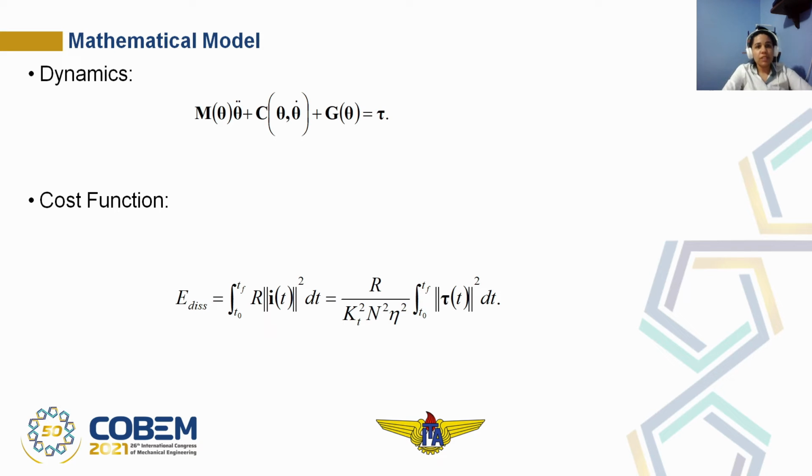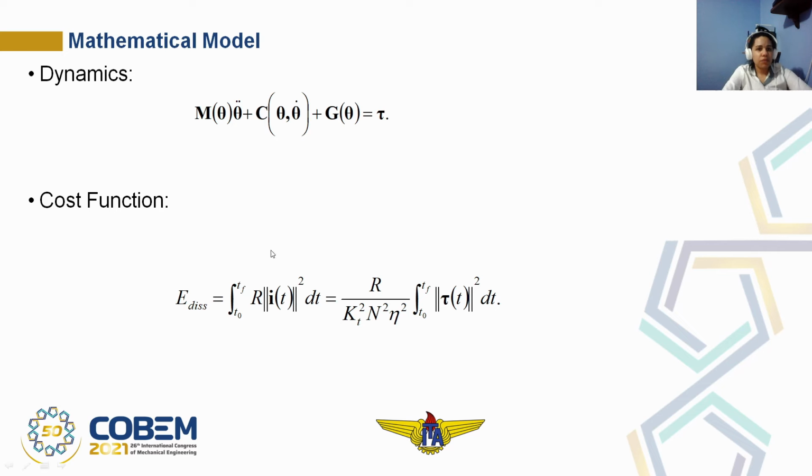Mathematical model. For the dynamics of the swing leg, the kinematic chain considers three links. This equation can be derived using Lagrangian mechanics. Theta is the joint variable vector, M is the inertia matrix, C is the vector of Coriolis terms, G is the vector representing gravitational torques, and tau is the vector of control input torques of the three joints.